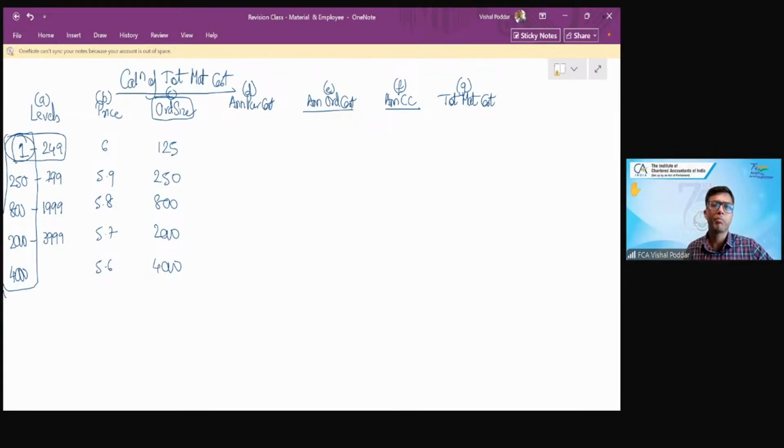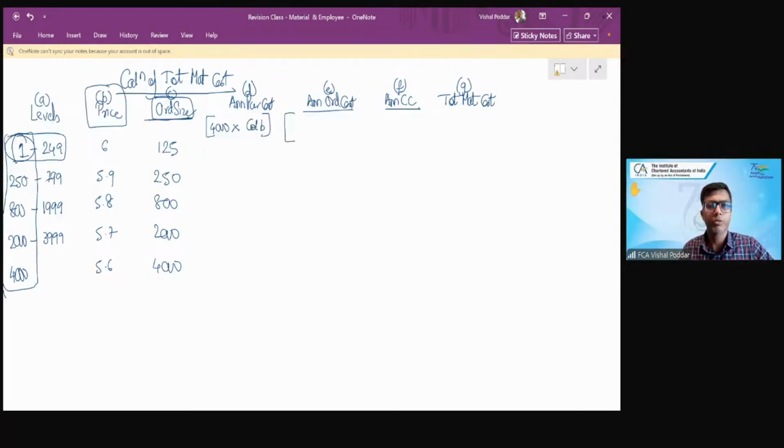For others, I will take the minimum. Now this is very important because this order size will determine the other calculations. Once you have determined the order size, the remaining is mathematics. So AR is 4000 into purchase price. What is my purchase price? It is column B. So this is my formula for annual purchase cost.